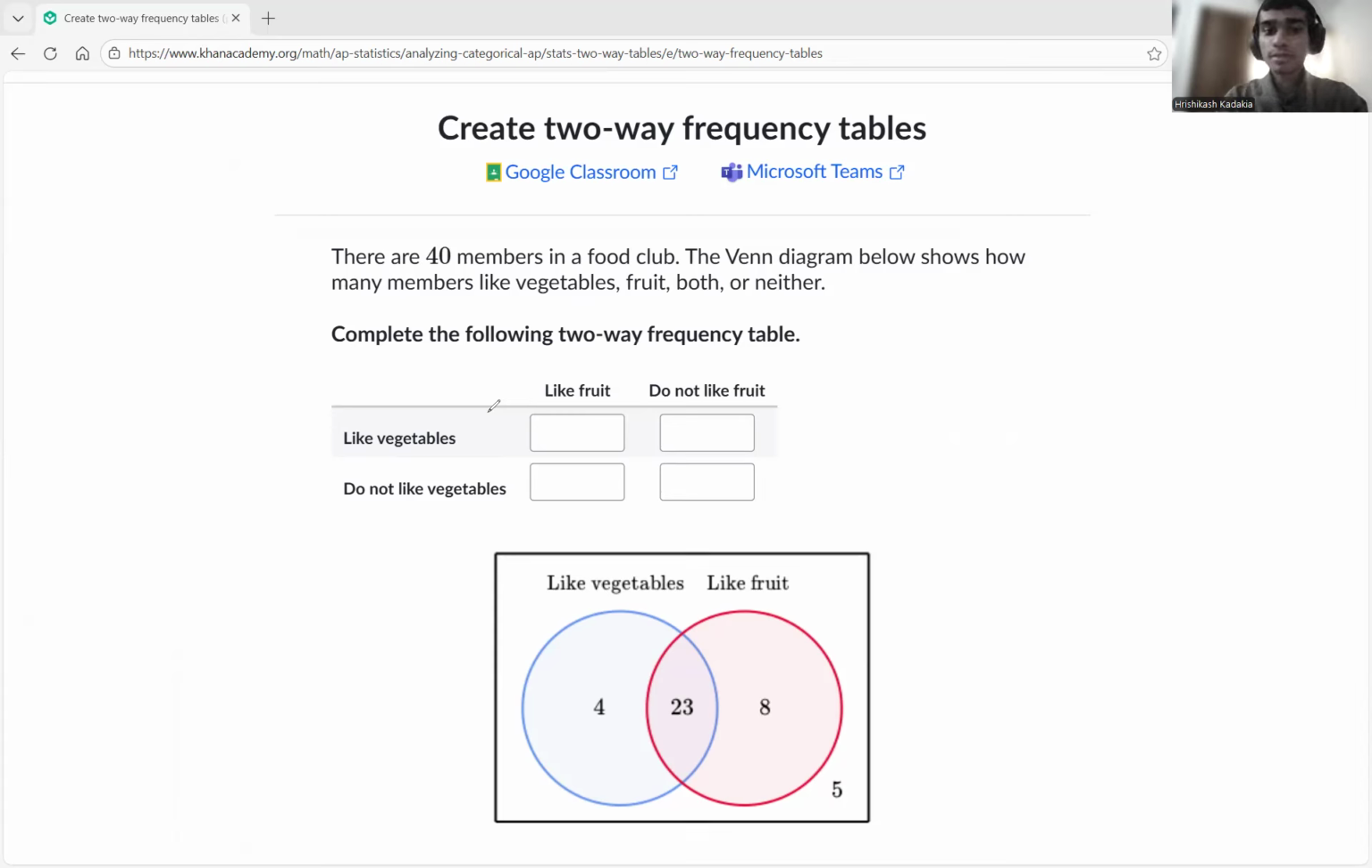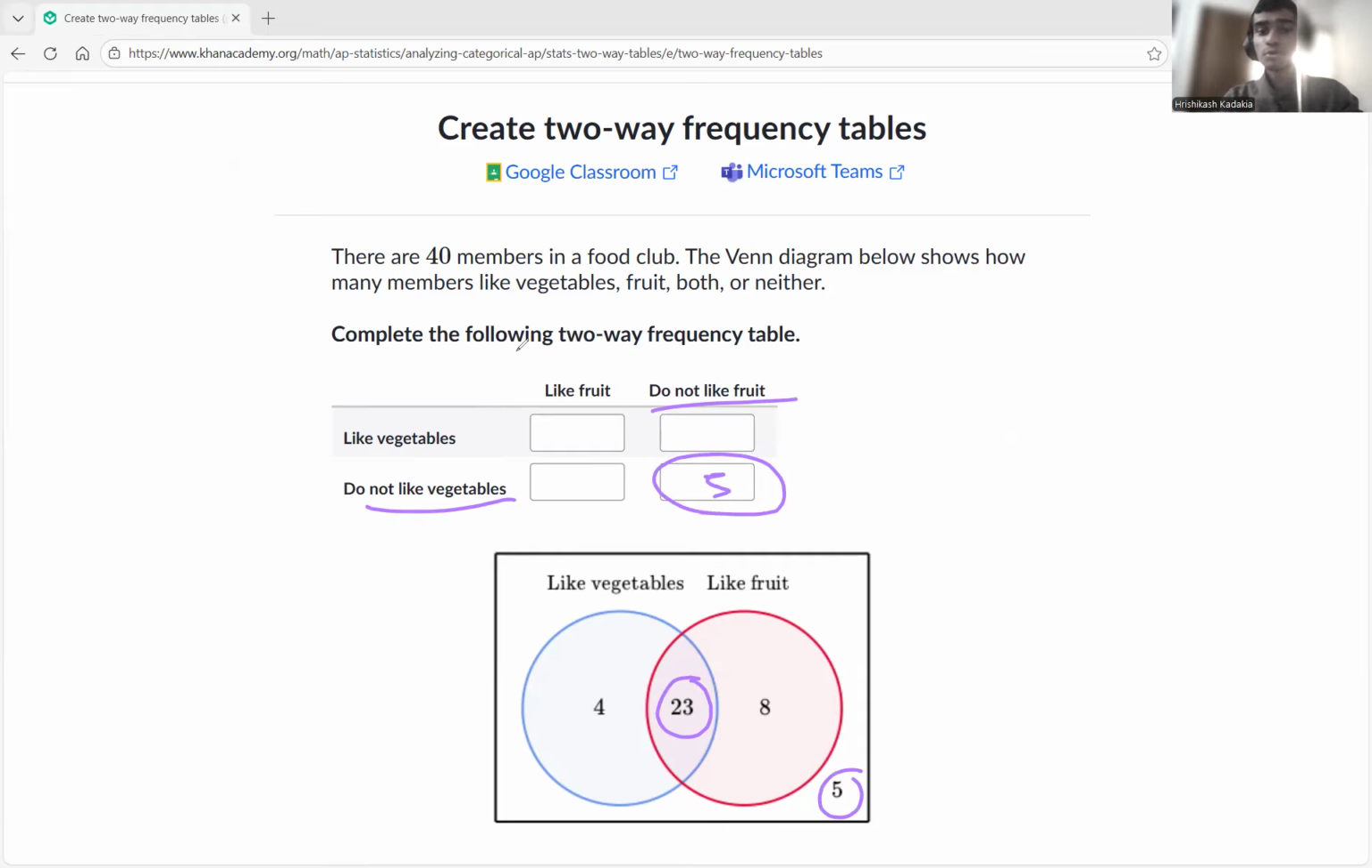The Venn diagram below shows how many members like vegetables, fruit, both, or neither. So we can see here 23 like both, right? Because they're between the two. 8 only like fruit, 4 only like vegetables. Okay. And yeah, that is the basic point. And five like neither, because five are outside of the two ones. So they're like neither of them. And then what does neither mean? Neither means do not like fruit or vegetable. Neither of them. That comes over here. So this means this part is going to be this five.